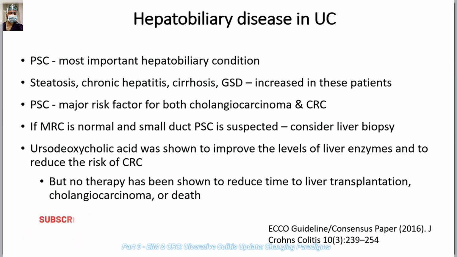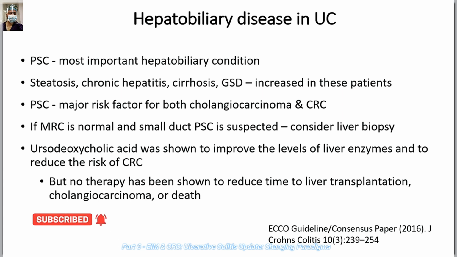Ursodeoxycholic acid was shown to improve the level of liver enzymes and to reduce the risk of CRC. So, for a patient of UC with PSC, that is ulcerative colitis with primary sclerosing cholangitis, we should consider supplementing this patient with ursodeoxycholic acid. But no therapy has been shown to reduce time to liver transplantation, cholangiocarcinoma, or death in these patients.